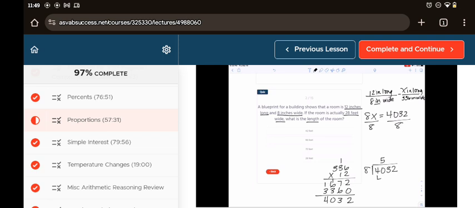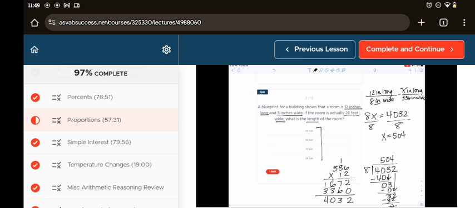8 goes into 40 5 times. 8 times 5 is 40. Bring down the 3. 8 goes into 3 0 times. 8 times 0 is 0. Bring down the 2. 8 goes into 32 4 times. There's nothing else to bring down. There's nothing left over. So x equals 504 inches.